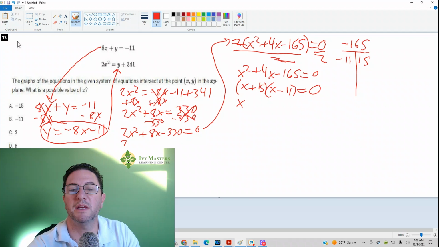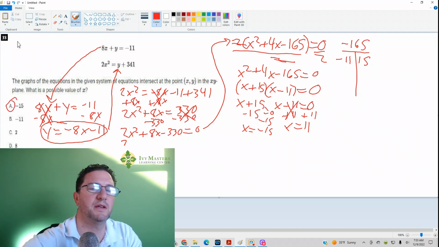And now I could set these equal to 0 individually. x plus 15 equals 0, then subtract 15 from both sides: x equals negative 15. x minus 11 equals 0, add 11 to both sides, and you've got x equals 11. Once again, your answer is A.